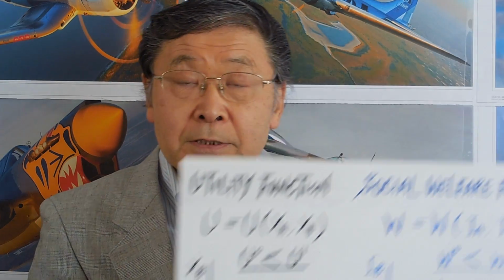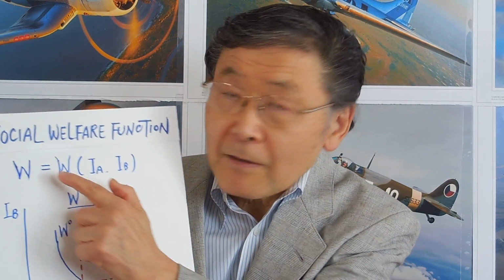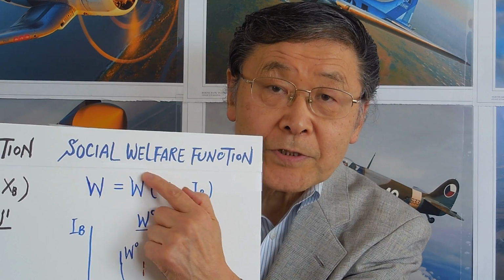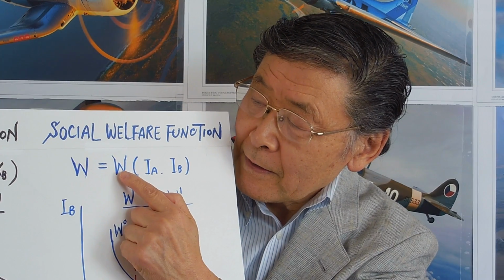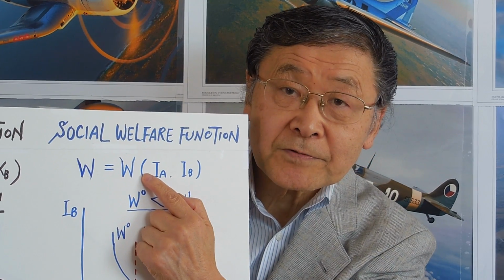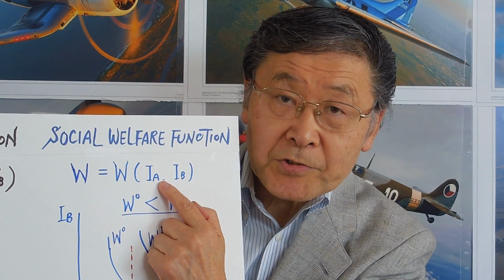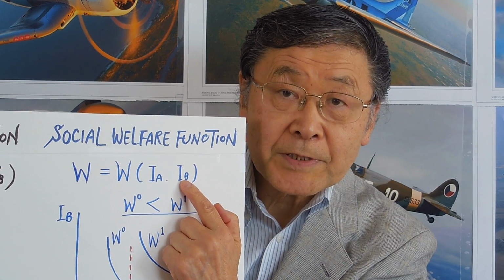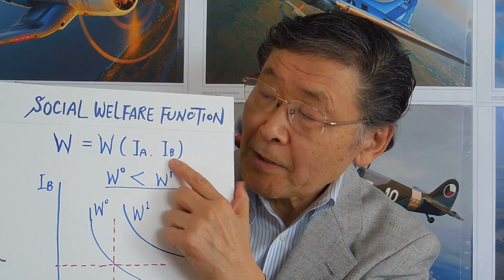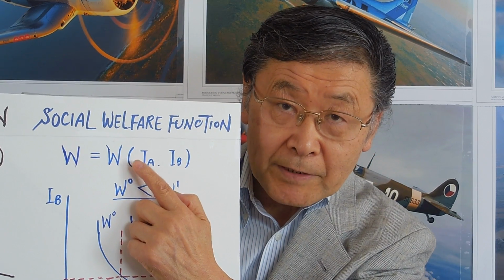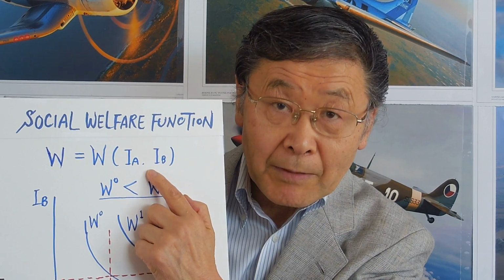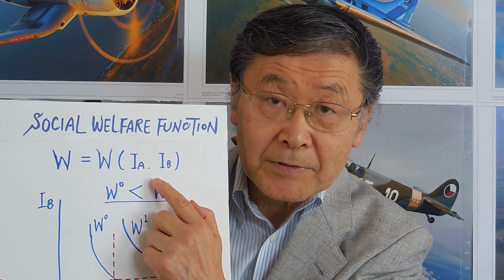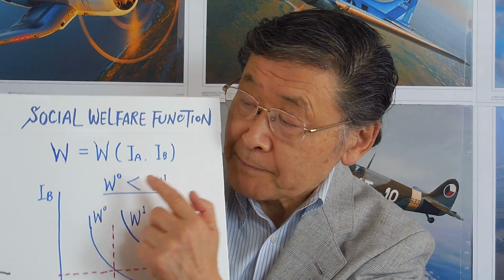We apply this to analyze social welfare, which essentially is the utility of the society as a whole, so to speak. So we use the same idea. Social welfare is a function of individual A's income and individual B's income. More generally, this should be the utility of individual A and the utility of individual B, but for the sake of simplicity, we use just income levels, assuming that the utility levels are proportional to income levels.